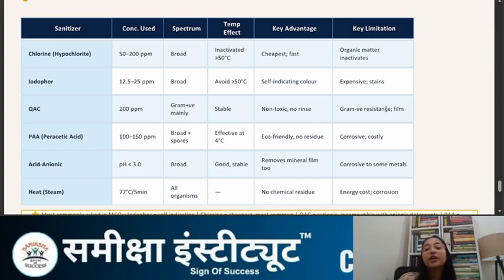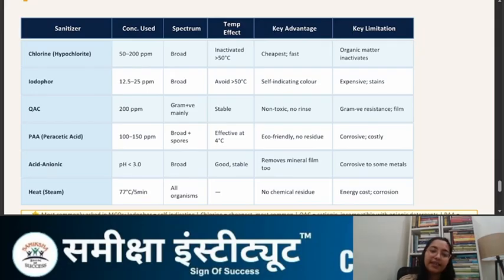Gram-negative bacteria are not killed by the quaternary ammonium compounds. So sometimes biofilm formation will be there, and once the biofilm formation will be there, the total bacterial count will increase and the mastitis chances will further increase.